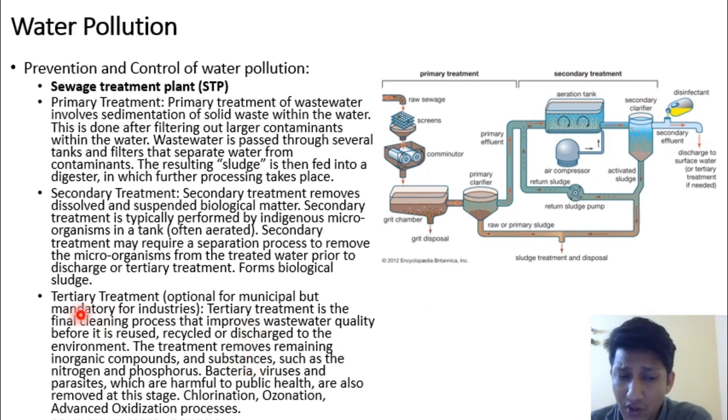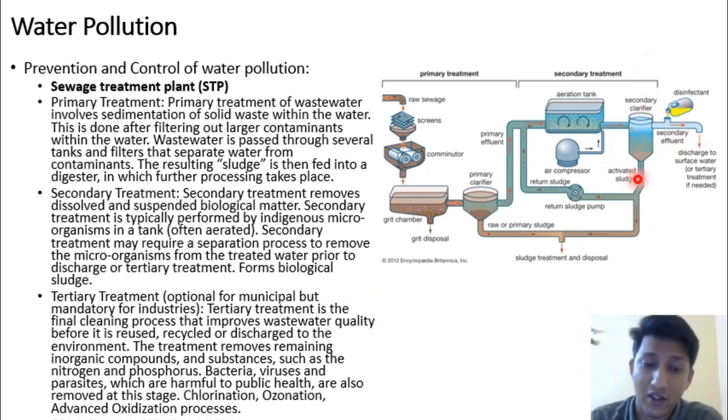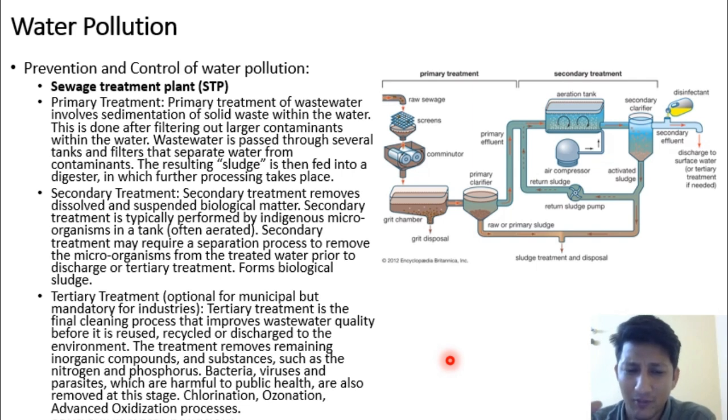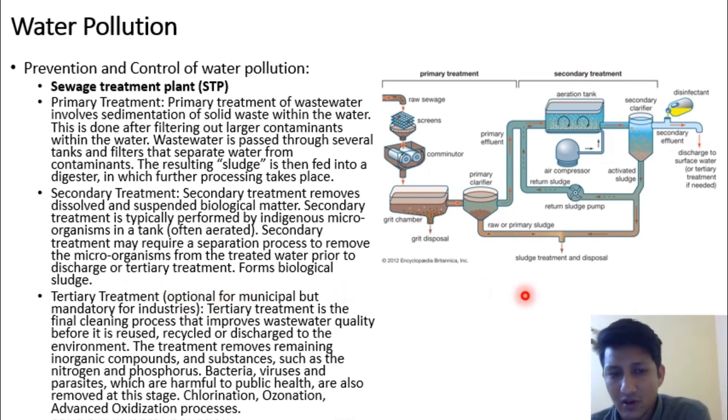Sometimes we take tertiary treatment only in industries, ठीक है, industries में फिर we also need to include a third set of treatment where we use certain machines to kill different viruses, different bacteria. We use chlorination. So these are the chemicals that we use, because in industries it is mandatory but it is optional for municipal. So this is how we clean our municipal water.